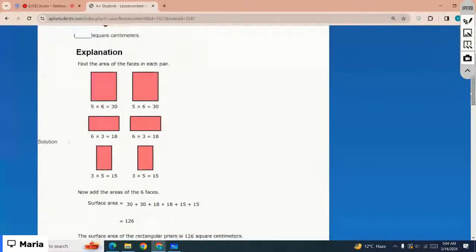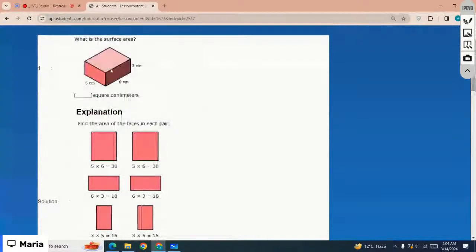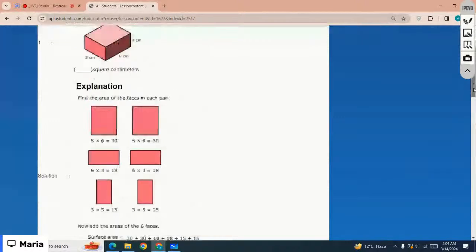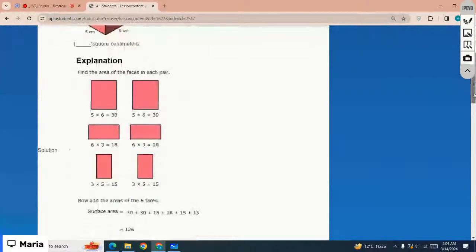The down face and the up face have the measurements 5 and 6. So you have to do 5 times 6, that is 30. Then this one has the area 3 times 6, that is 18. And then this one has the area 3 times 5, that is 15, right? Because opposite sides have the same measurements, opposite sides have exactly the same area. Now you have to add the areas of all 6 faces. When you add them, the answer is 126. That is the surface area of the complete figure, right?